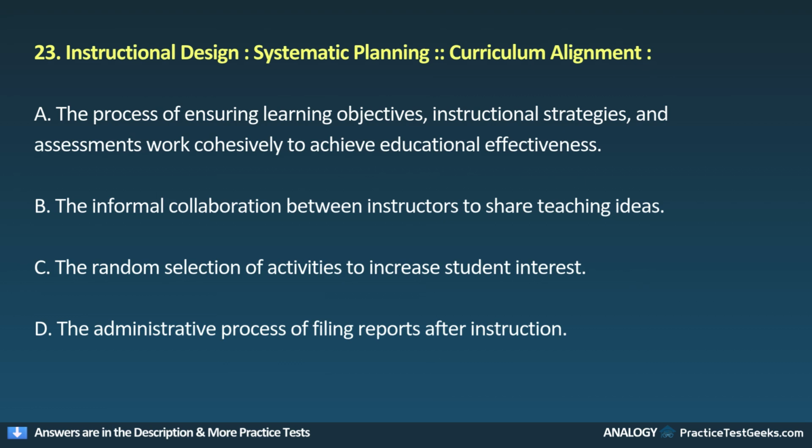23. Instructional design, systematic planning, curriculum alignment. A. The process of ensuring learning objectives, instructional strategies, and assessments work cohesively to achieve educational effectiveness. B. The informal collaboration between instructors to share teaching ideas. C. The random selection of activities to increase student interest. D. The administrative process of filing reports after instruction.